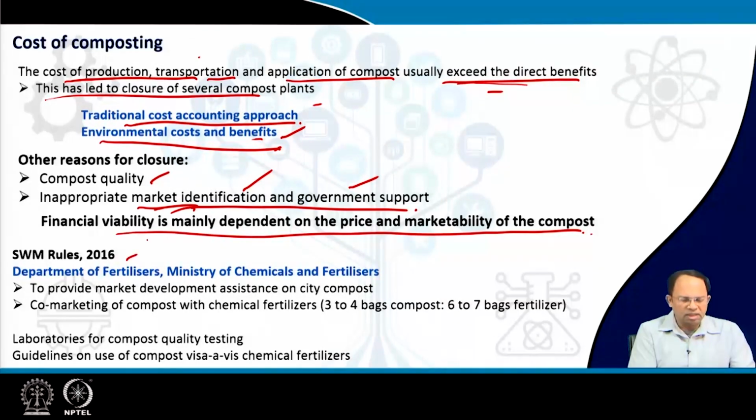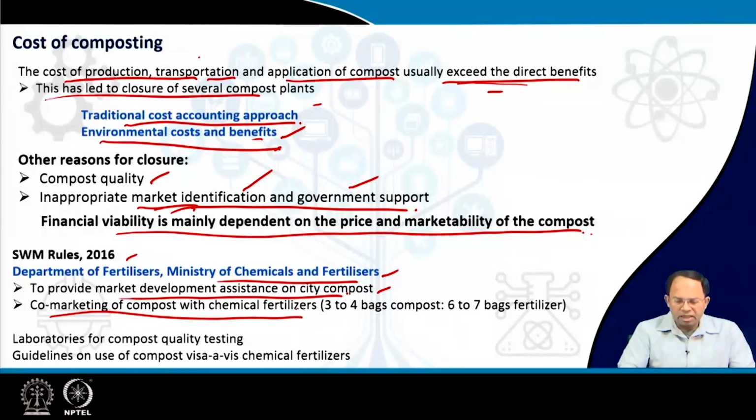Now, the Solid Waste Management Rules 2016 also talk about providing market development assistance on city compost, and the Department of Fertilizers, Ministry of Chemicals and Fertilizers, is the one which should facilitate all this, right? This is the main department of the government looking into marketability, quality and all these things for compost. So market development assistance has to be provided for city compost particularly, and also co-marketing of compost with chemical fertilizer. That means for every 3 to 4 bags of compost, we can have 6 to 7 bags of fertilizer. So when you sell 7 bags of fertilizer, you should also sell 4 bags of compost along with it. That is called co-marketing of compost.